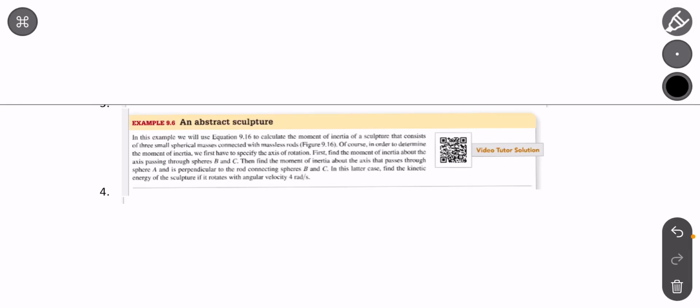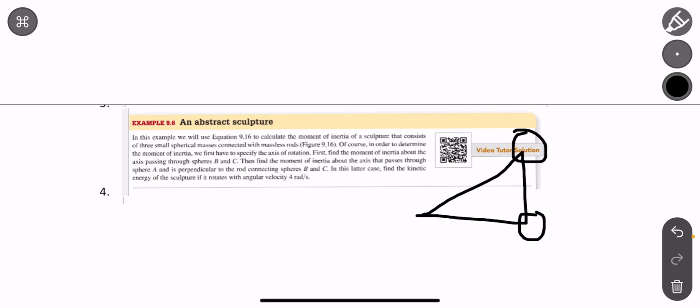For this problem, we are looking at a triangle sculpture, described as three small spherical masses connected with massless rods. They're asking us to find the kinetic energy of the sculpture if it rotates with an angular velocity of 4 rad/s. Well, we have to make a lot of assumptions here because we're only given the angular velocity.